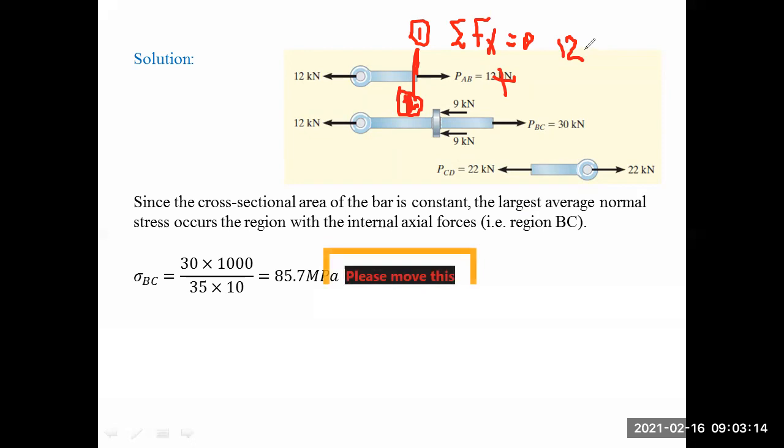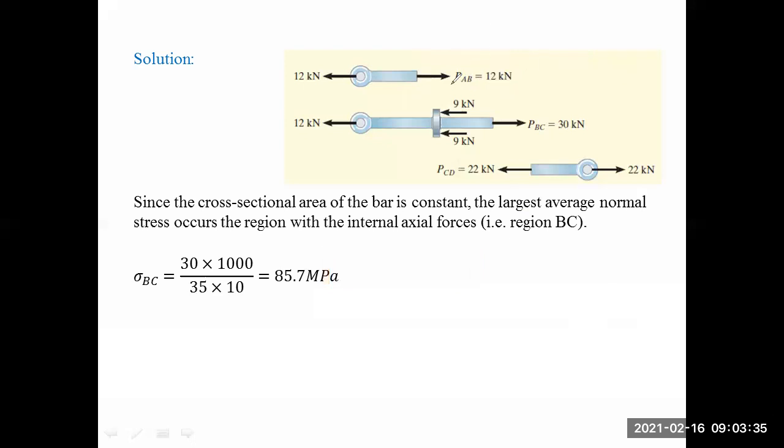So you say negative PAB plus 12 is equated to 0. So surely PAB is equal to 12 kilonewton. So you've got the PAB value for section 1. Now we have calculated PAB this way. The same way we calculate all the rest of the forces, PBC and PCD. You calculate it the same way.